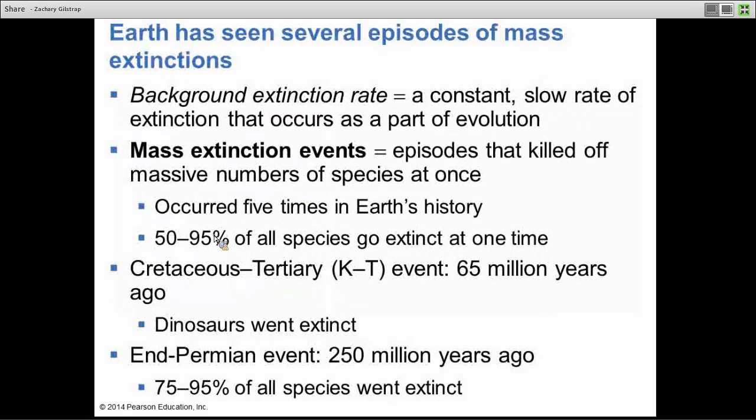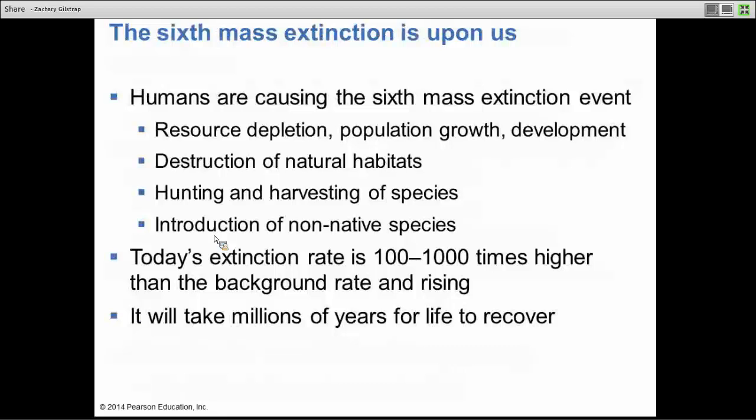Earth has had several episodes of mass extinction. These episodes, called mass extinction events, have occurred at widely spaced intervals in Earth's history and have wiped out 50 to 95% of our planet's species each time. The best known mass extinction occurred 65 million years ago and brought an end to the dinosaurs, which we're still really upset about. The sixth mass extinction is upon us. Many biologists conclude that human activities have caused an extinction rate that is 100 to 1,000 times greater than the historic background rate.